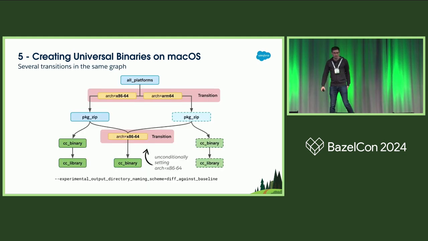And another thing I want to show, which is cool, that was actually also a use case from us, is you can transition forth and back several times in that dependency graph. So quickly explaining what we see here. We have a zip package that contains a few CC binaries. And then we have, in this case, some dummy rule at the very top that just makes sure we build that zip package for several architectures. No universal binary in this case.